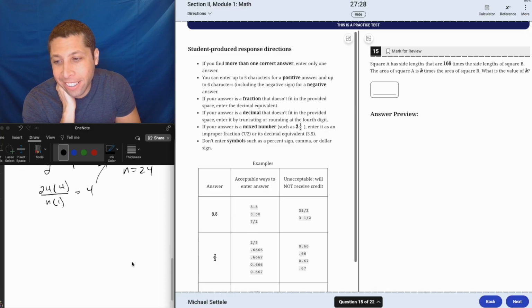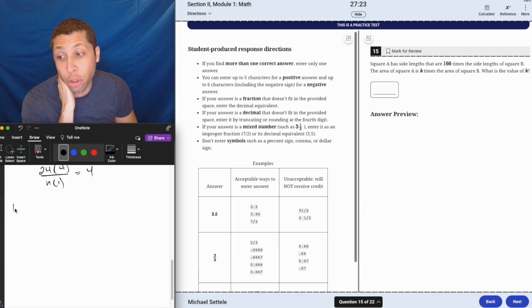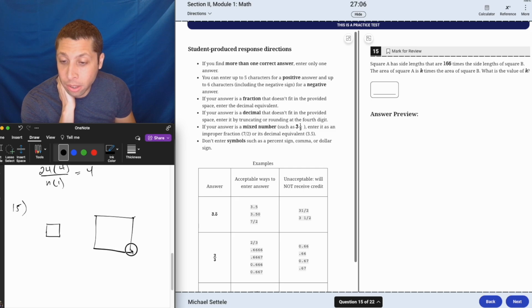All right. I don't know if I've seen this question before, but I've definitely seen this trap before. A square A has side lengths that are 166 times the side length of square B. The area of square A is k times the area of square B. If you put 166 here, you are a fool. And I know that that's kind of mean, but you should know better. Unless this is your first day on planet Earth and you've never heard of an SAT until someone just threw one in front of you, there's no reason you should do this wrong.